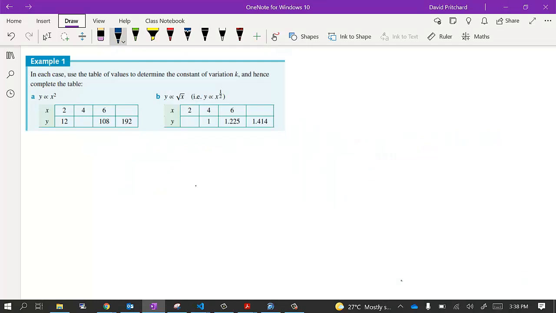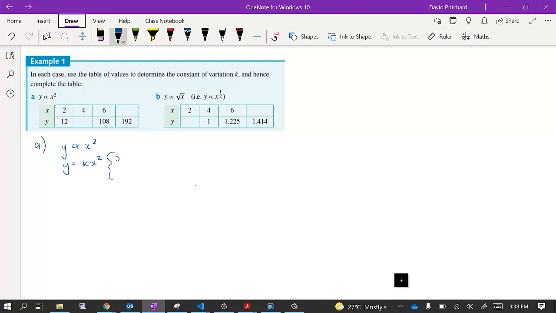Okay, so in this example, we're looking at a scenario where in each case, we use a table of values to determine the constant of variation k, and hence complete the table. So in this first one, we've got a simple relationship, y is proportional to x squared, which means we've got y is equal to kx squared. We want to use at least one piece of information to be able to determine that relationship, and then we can use that relationship to determine the other values.